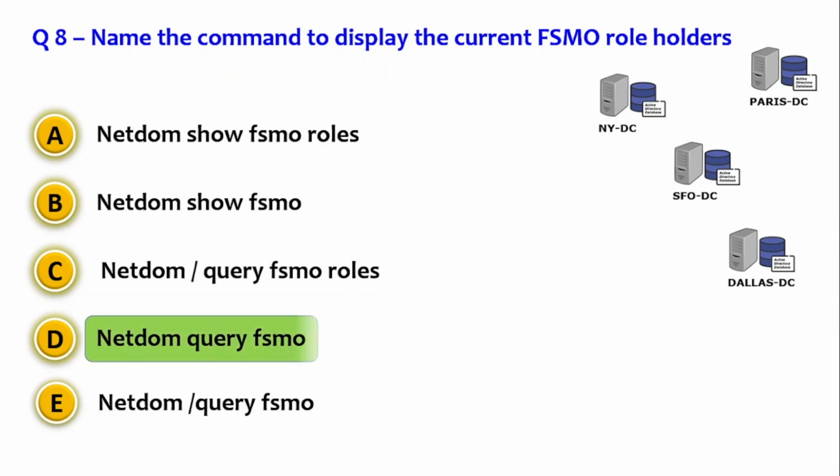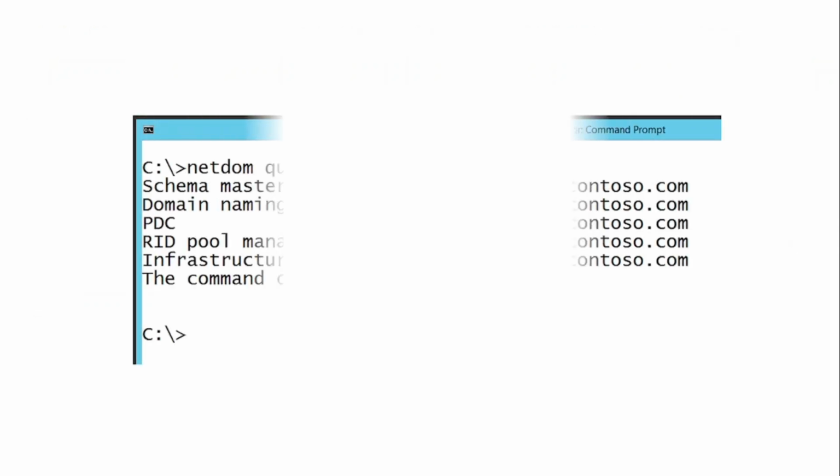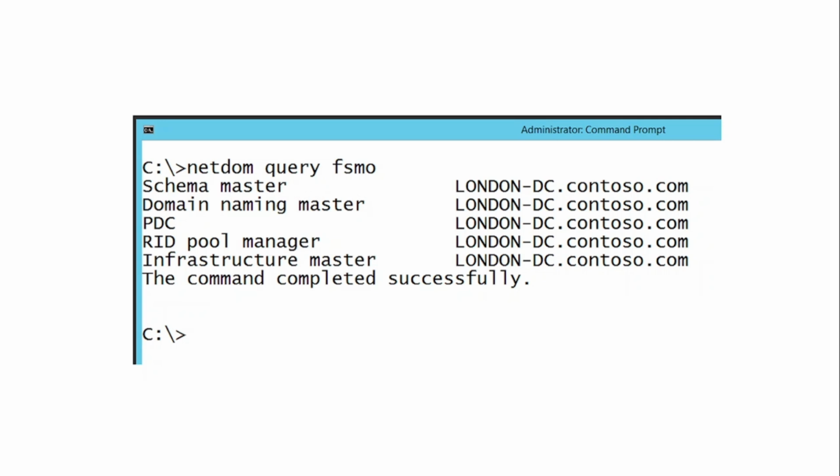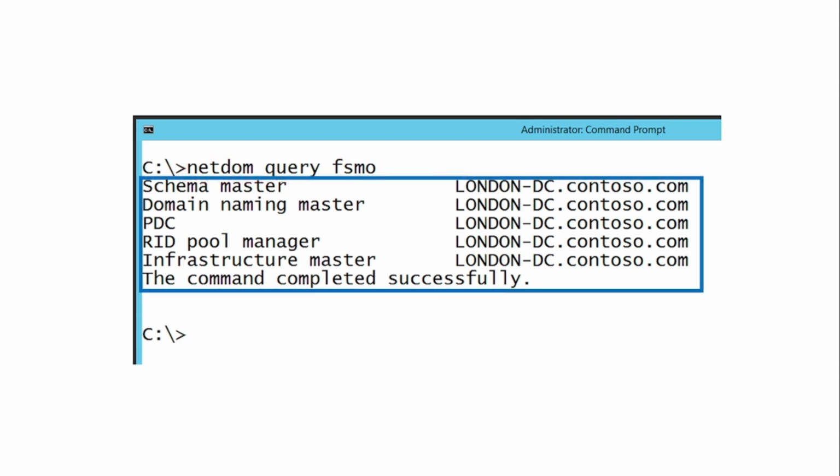So the answer is option D, netdom query FSMO. We just have a screenshot over here. We ran netdom query FSMO in the command prompt and this was the output. So in this example we can see all the 5 FSMO roles are on London DC.